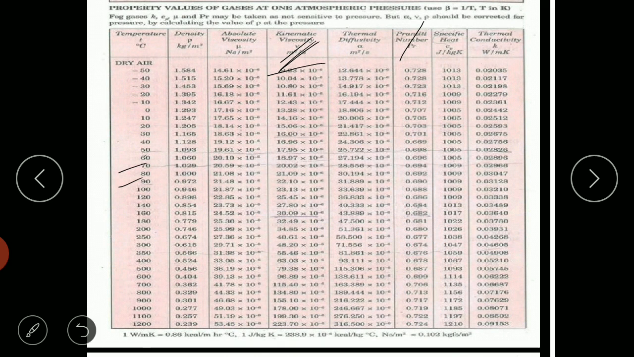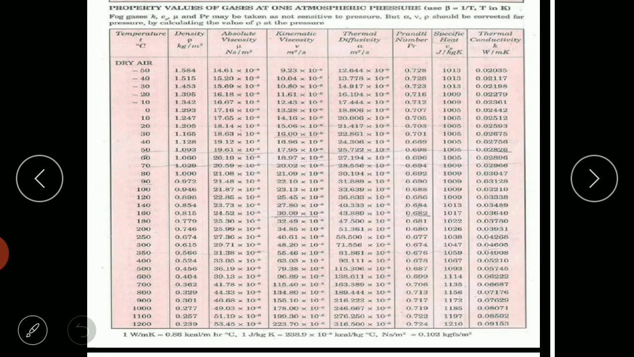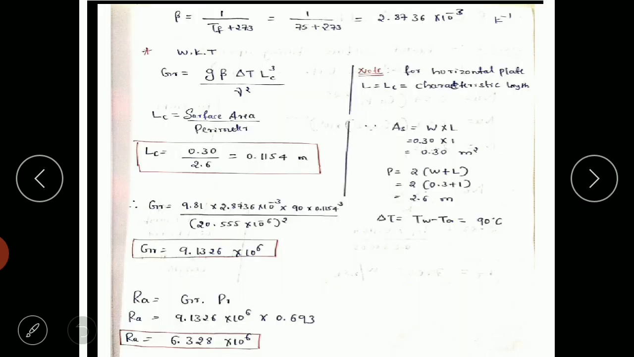Let me repeat once again. For 70 degrees Celsius, the values are there in the data handbook. For 80 degrees Celsius we also have the data values in the data handbook. So we are finding the value of kinematic viscosity, Prandtl number, and thermal conductivity. These values are noted here for 70 and 80 degrees Celsius. Using one of the methods, we will find the values at 75 degrees Celsius. Moving on, we have calculated beta.